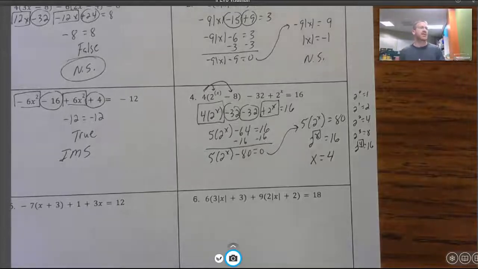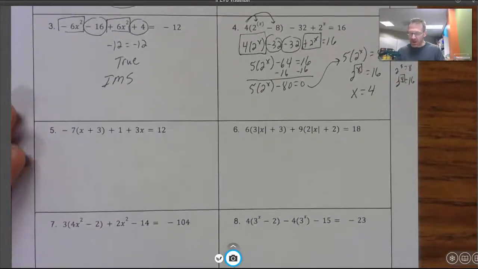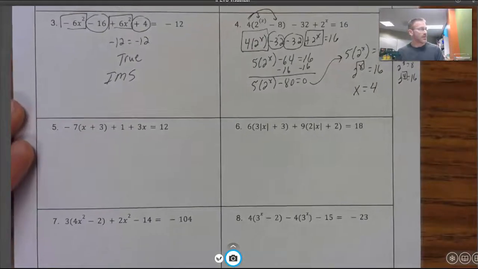So that's the same process that we're doing, right? If our variable stays in the problem, we just solve like normal. All right, let's keep on keeping on. So let's move down to number 5 here.